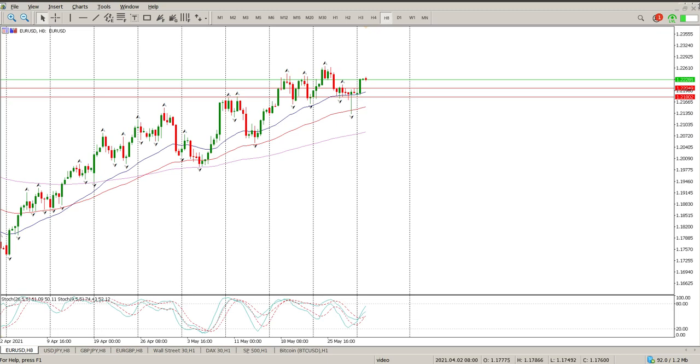Just before we get into that, remember we do have a lot of US data coming out this week. A lot of investors are waiting for that data before they make any plays for the month. So just keep that in the back of your mind. It is the start of a new month as well.